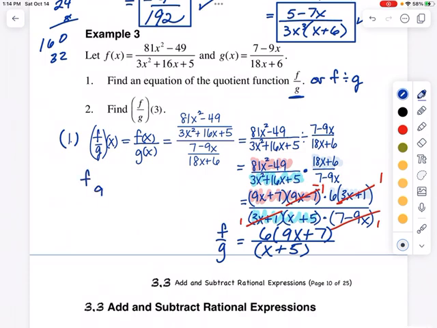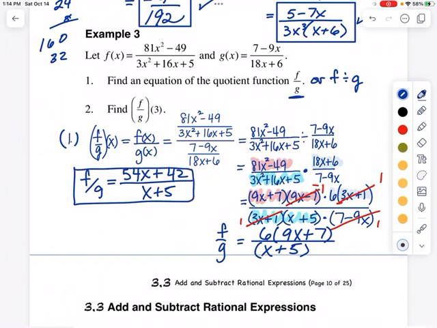So the answer here, f over g, I'll write it like this, is equal to 54x plus 6 times 7 is 42, and that's over x plus 5. Let me double check that. 54x, right, 6 times 9x plus 7, and then it would be over x plus 5. So there's our answer for the first part, f over g of x.